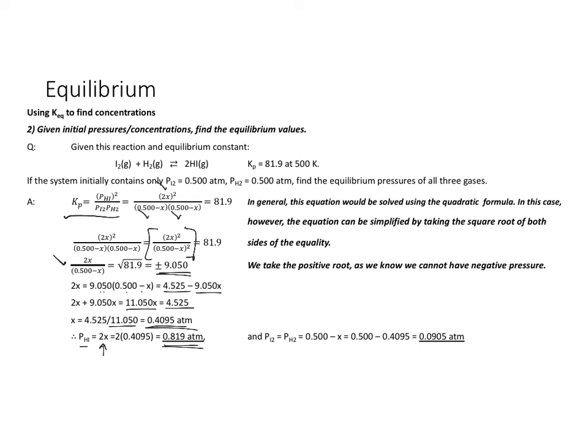So that means that the pressure of HI, which is 2x, is going to be twice that value, or 0.819 atmospheres. The pressures of I2 and H2 are each going to be 0.5 minus x, which turns out to be 0.0905 atmospheres.